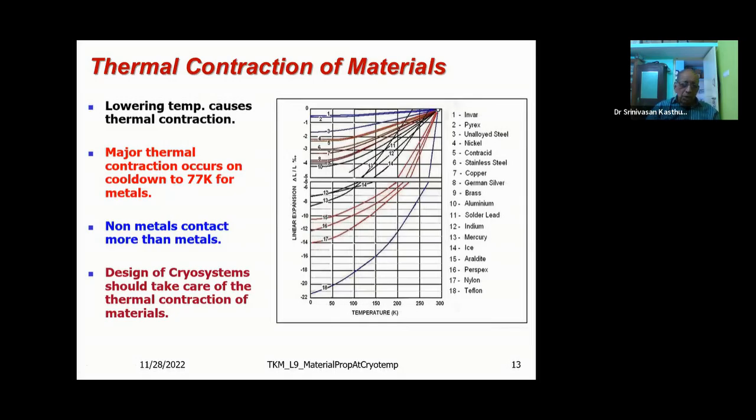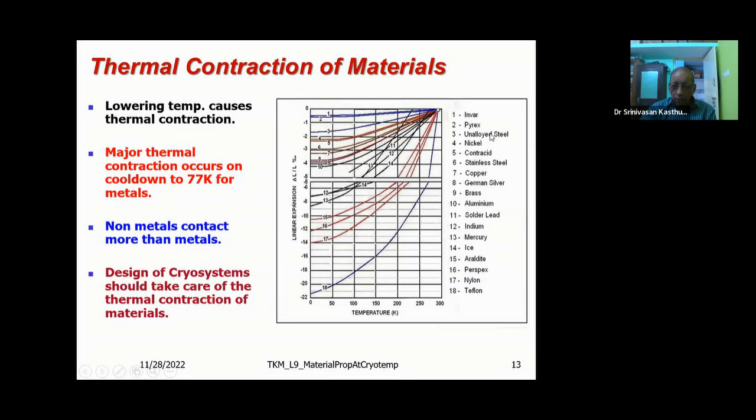Okay, there are some standard tables available, and there is a website called NIST, National Bureau of Standards for Materials. The NIST website is available where you can get the thermal expansion coefficient, particularly linear thermal expansion delta L by L, with respect to temperature. These are the integral thermal expansion values, and you can see here different materials from 300K to 0 Kelvin.